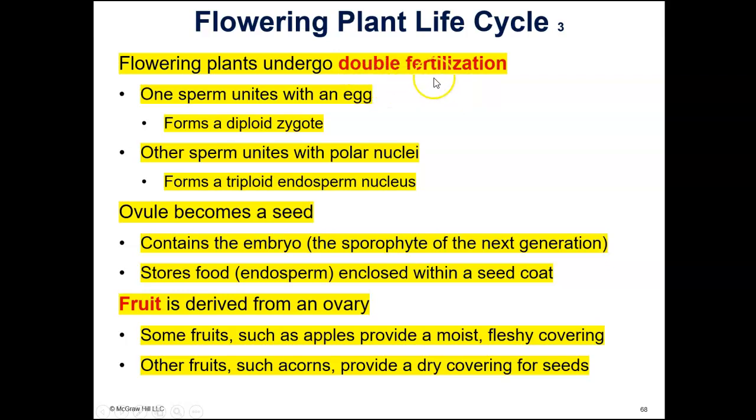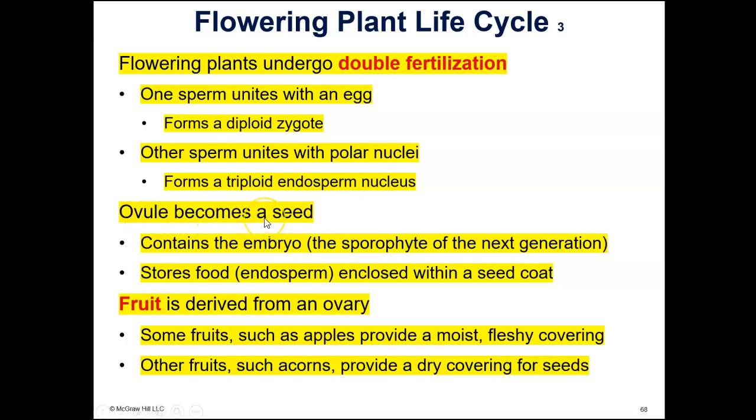fertilization is called double fertilization because of the 2 sperm. One of those sperm unites with an egg and forms a diploid zygote. The other sperm unites with the two polar nuclei. That gives us 3 nuclei, or triploid endosperm nucleus. And that zygote becomes the embryo, and the endosperm becomes the food.